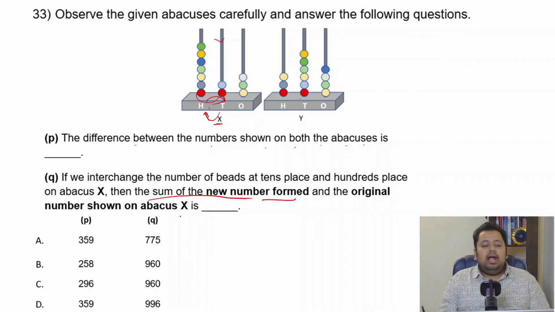First find that out. And original number shown on abacus X is dash, right? So the original number of X that was there, and after exchange what the number will be, you have to find both out and just do a summation. Easy one, very, very easy one. Pause the video, solve it first, and then look at the solution.